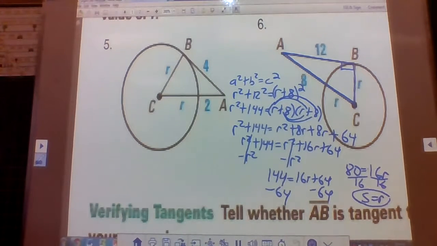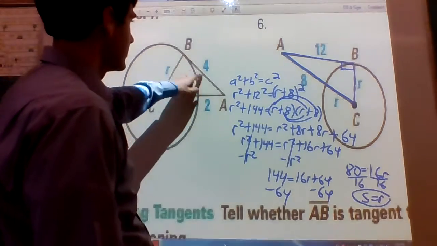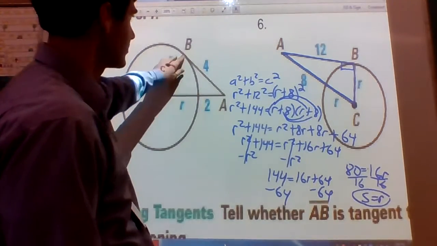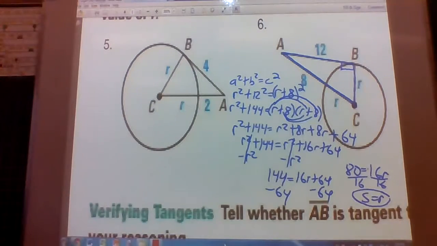So 3, 4, 5, and 6 all the same. We're basically using the first theorem, which tells us that the tangent line is perpendicular to the radius, so those are right angles. Then since we have a right angle, we have right triangles, and if we have right triangles, we can use a squared plus b squared equals c squared, the Pythagorean theorem.